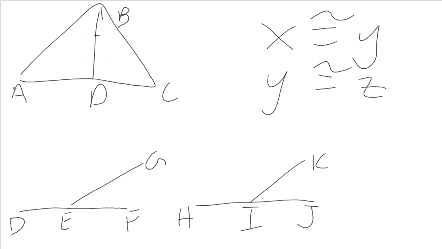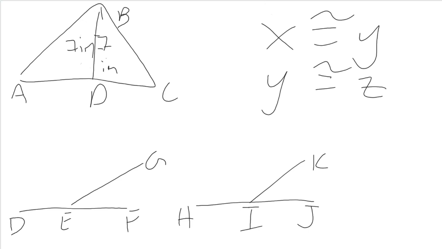Next, I'm going to look at triangle ABD. And let's pretend that the line BD is 7 inches. Now I'm looking at the triangle BCD. And I'm going to look at this right here. This is known as a reflexive property. That means that BD is also 7 inches.